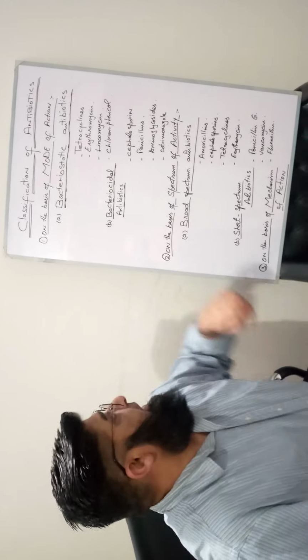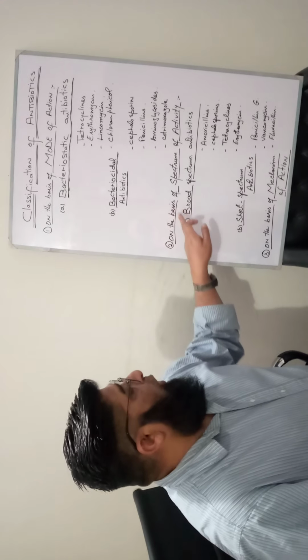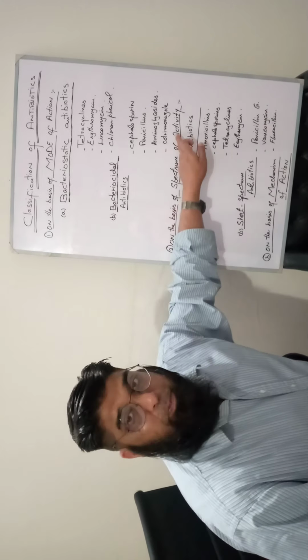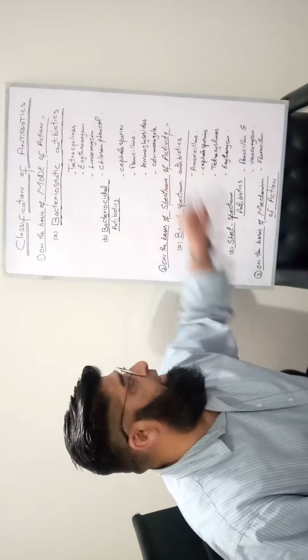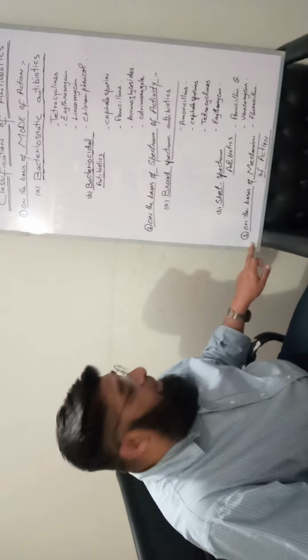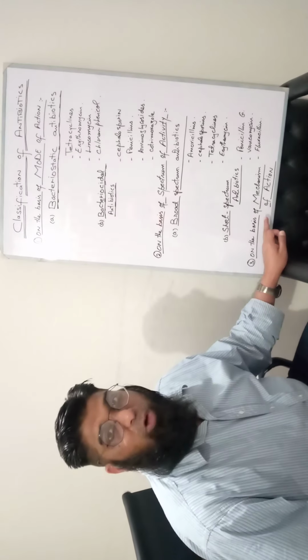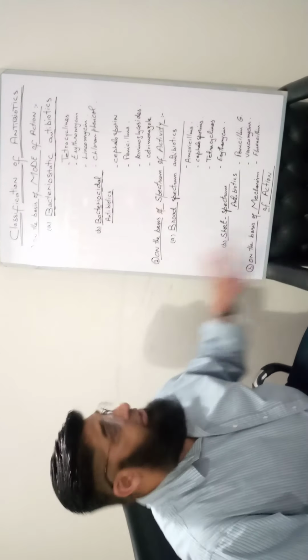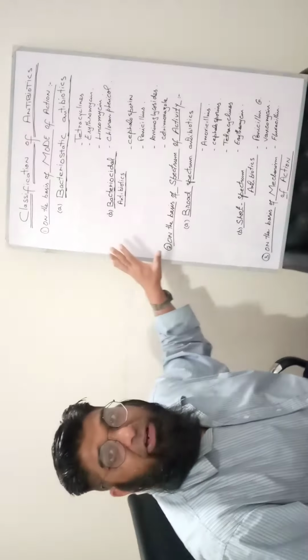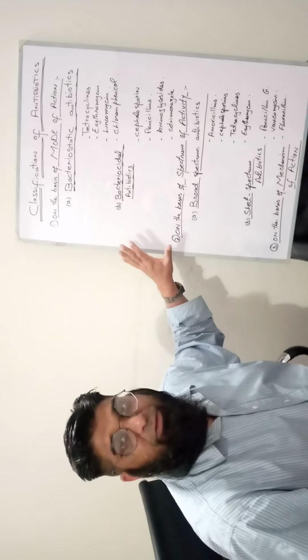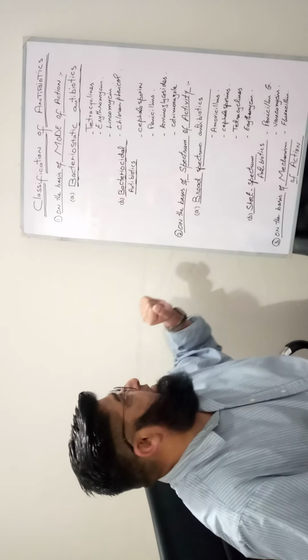Antibiotics are classified on three bases. Number one, on the basis of mode of action. Number two, on the basis of spectrum of activity. And number three, on the basis of mechanism of action. These are three different criteria for the classification of antibiotics.